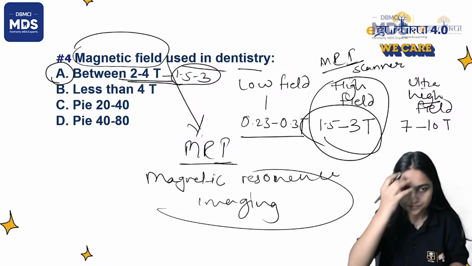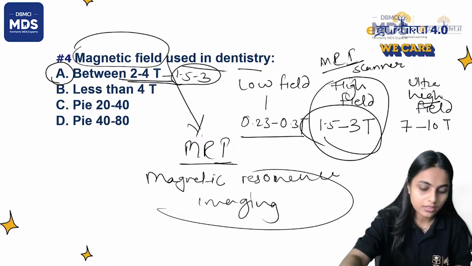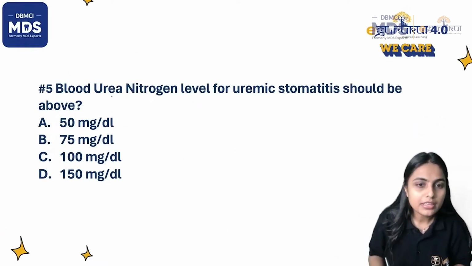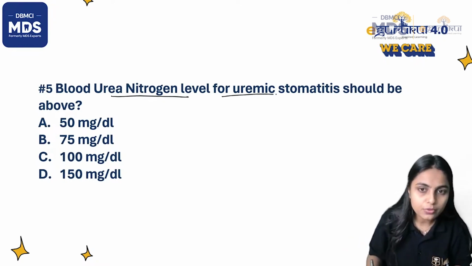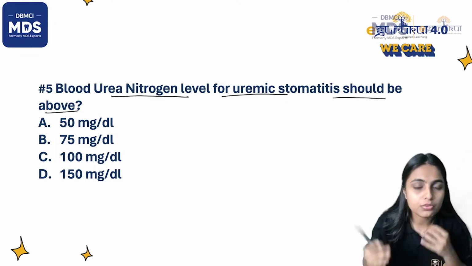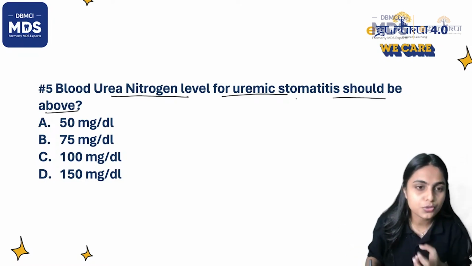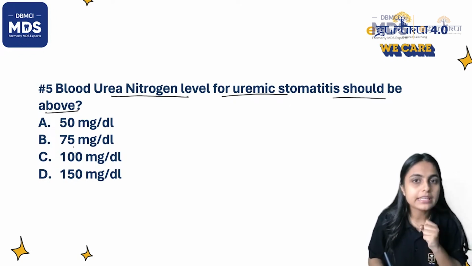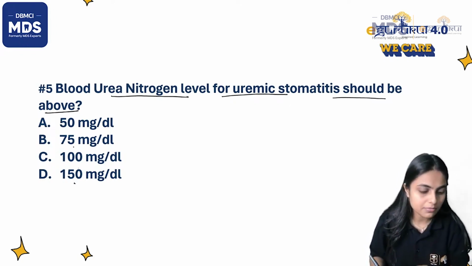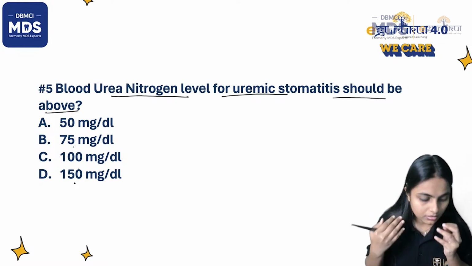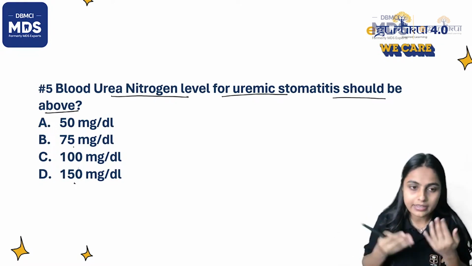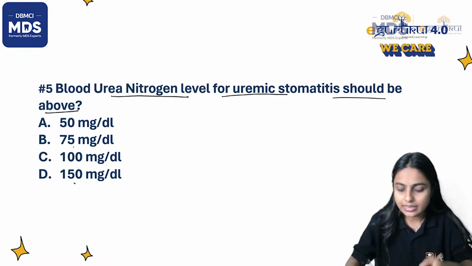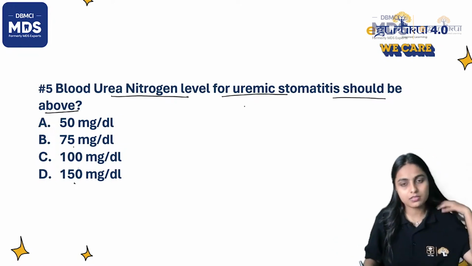Okay, let's move on further. Question 5. Blood urea nitrogen level for uremic stomatitis should be above 50 mg per dl, 75 mg per dl, 100 mg per dl, or 150 mg per dl. If anybody knows the answer, send it in the group. Otherwise, I'll tell you the exact answer.